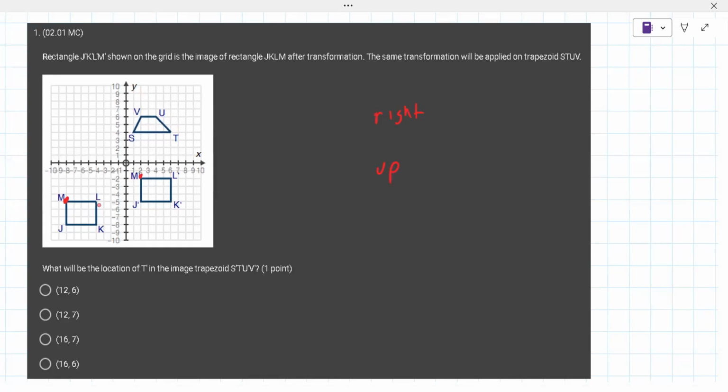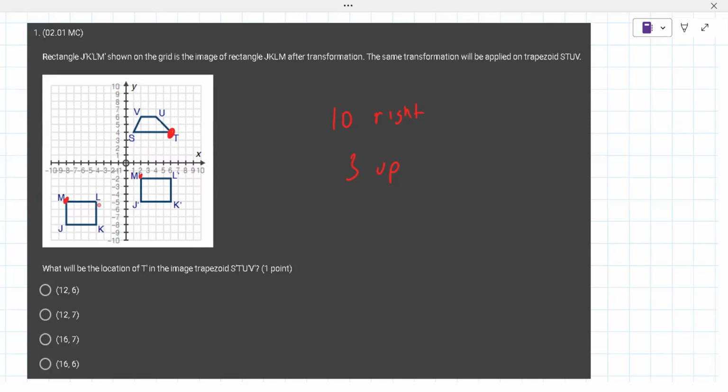What are the transformations in that? How many right, how many up? Well, either way, it doesn't really matter. I did 3 up and then 10 to the right. Okay. And so this point T is transformed the same amount, 10 right and 3 up. Although I think something's not right here. None of those answers are correct. So up 3, right 10. That's what she said.